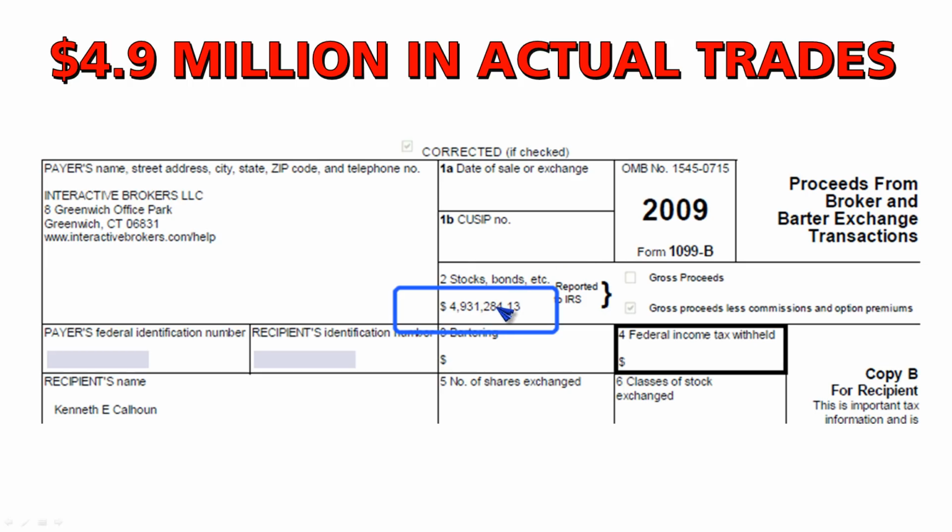I'm a real money trader. I've done as much as 4.9 million in a single year. Boom, worth of trades. So hey, I'm the real deal.